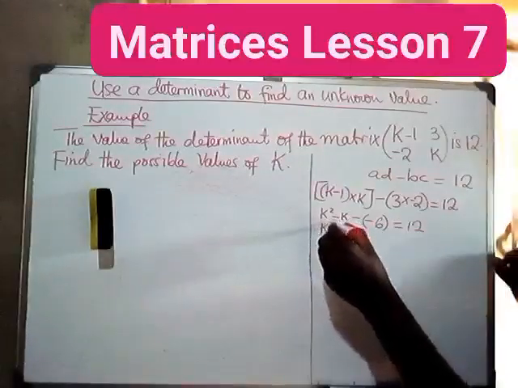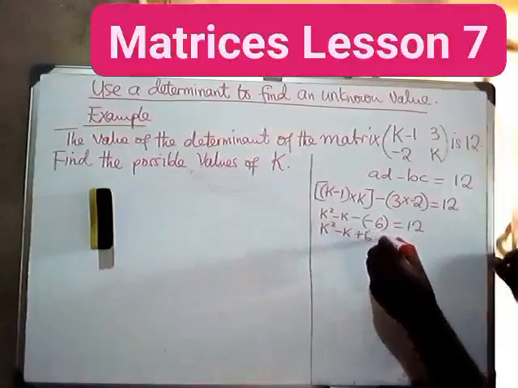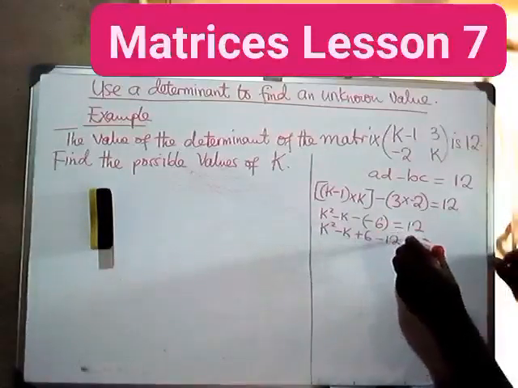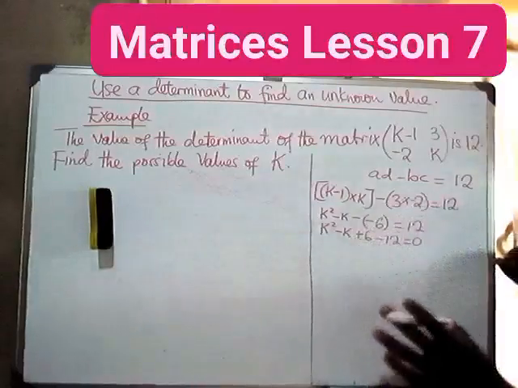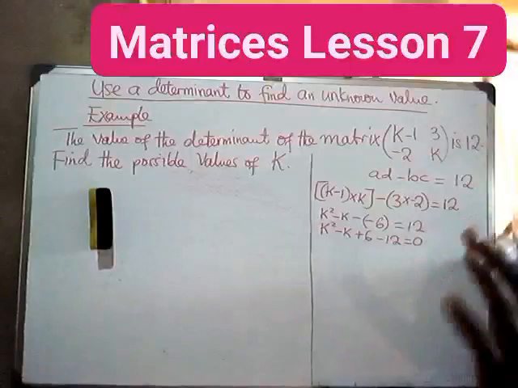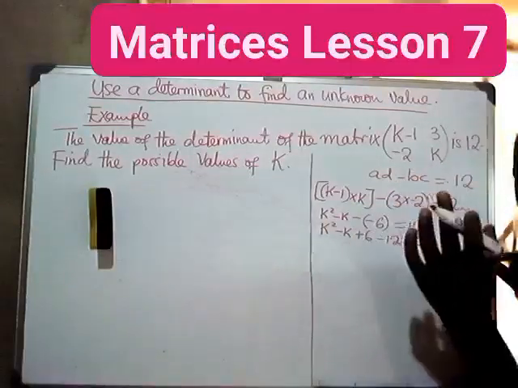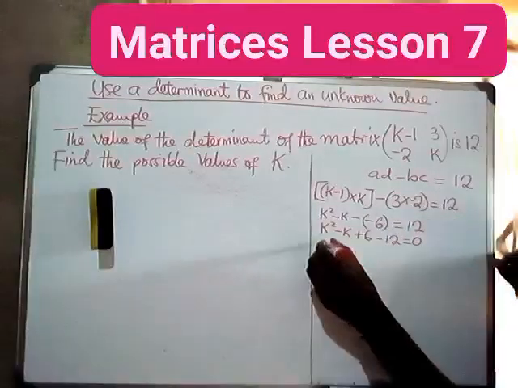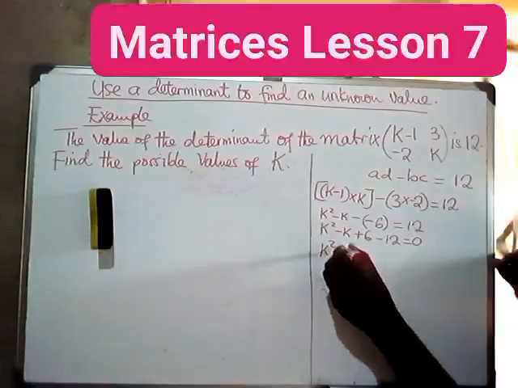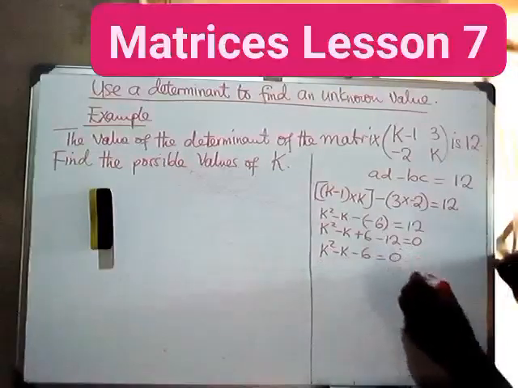So we are going to have k squared minus k plus 6 minus 12 is equal to 0, because now we are grouping like terms together, or we are forming a quadratic equation. Remember what we looked at under algebra? We are applying it here. So we are going to have k squared minus k minus 6 is equal to 0.